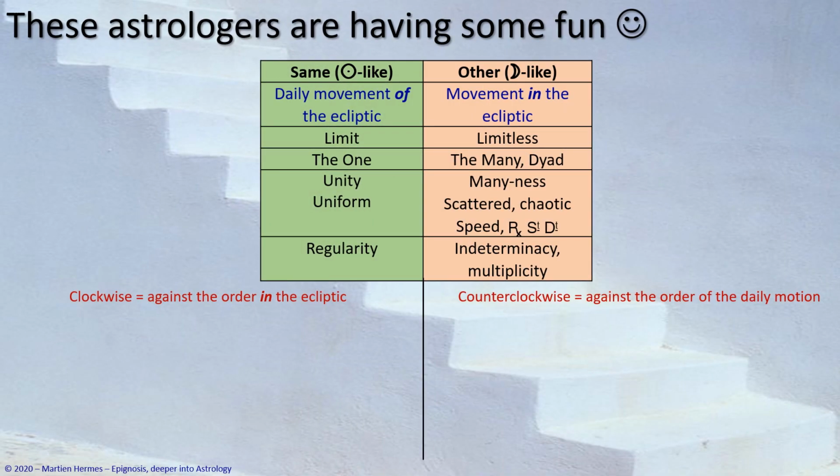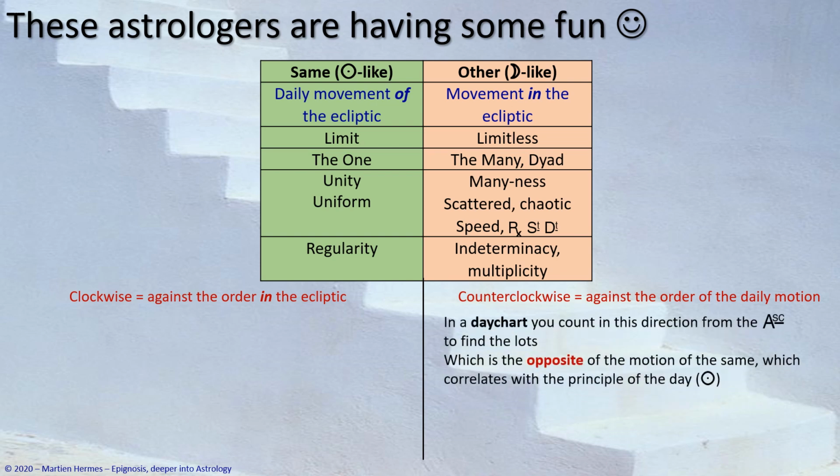So these astrologers are having some fun, because this manner of moving things about really has pretty deep philosophical roots. So it's quite interesting to look at it in this way. Again, the motion of the same, the sun-like movement, the daily movement of the ecliptic, is clockwise. It goes against the order of the planets in the ecliptic, because they are moving counterclockwise, against the order of the daily motion. So that's the principle behind this.